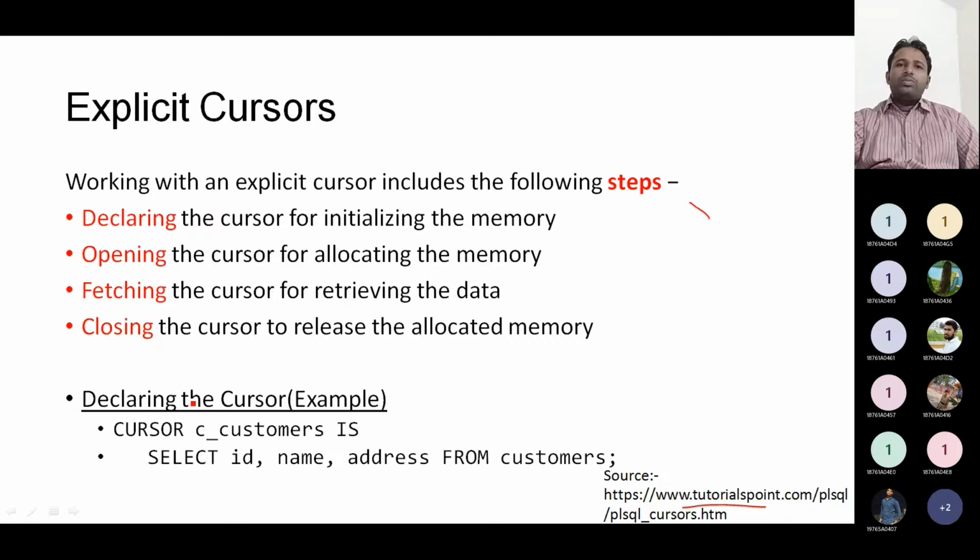Now, how to declare a cursor? Just now in the previous slide we saw the CURSOR keyword, then the name of the cursor. You can give any name. For suppose we are giving c_customers. IS is a keyword followed by a select query. Here we are executing a select query: select id, name, address from the table customers. Customers is a table, FROM is a keyword, and id, name, address are column names. So that is a cursor.